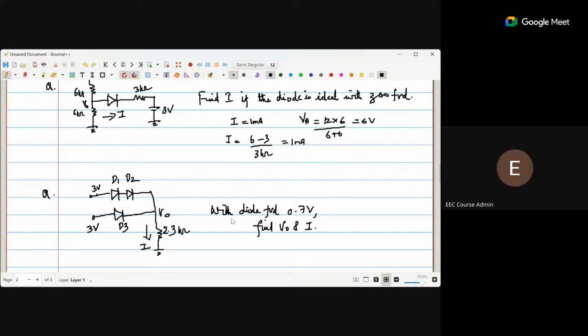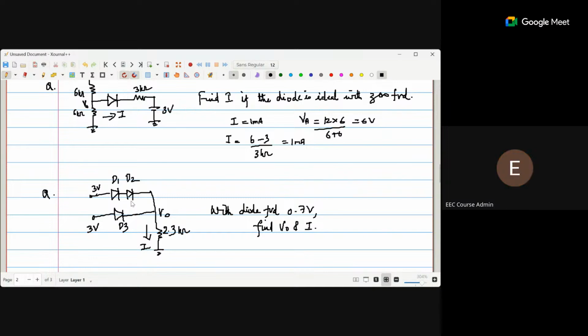What will be the status of diodes D1, D2 and D3? D1 and D2. What are the status of diodes D1, D2 and D3? D1, D2 they are reverse biased and only D3 is forward biased. Reverse biased but they are not active.